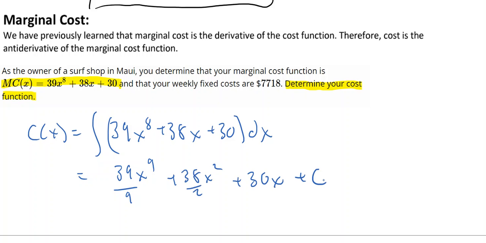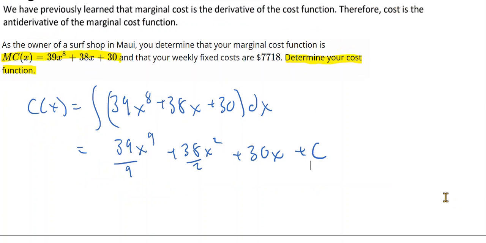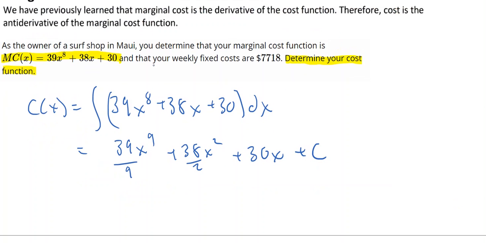And so now to find c, we have to go back to the problem, and it says the weekly fixed costs. Now, fixed cost is just a fancy mathematical way of saying your constant, something that doesn't change. A fixed cost is something that doesn't change. Well, c is a constant. So in these cost functions, it's just kind of handy to remember that your fixed cost is always going to be c. C equals your fixed cost.